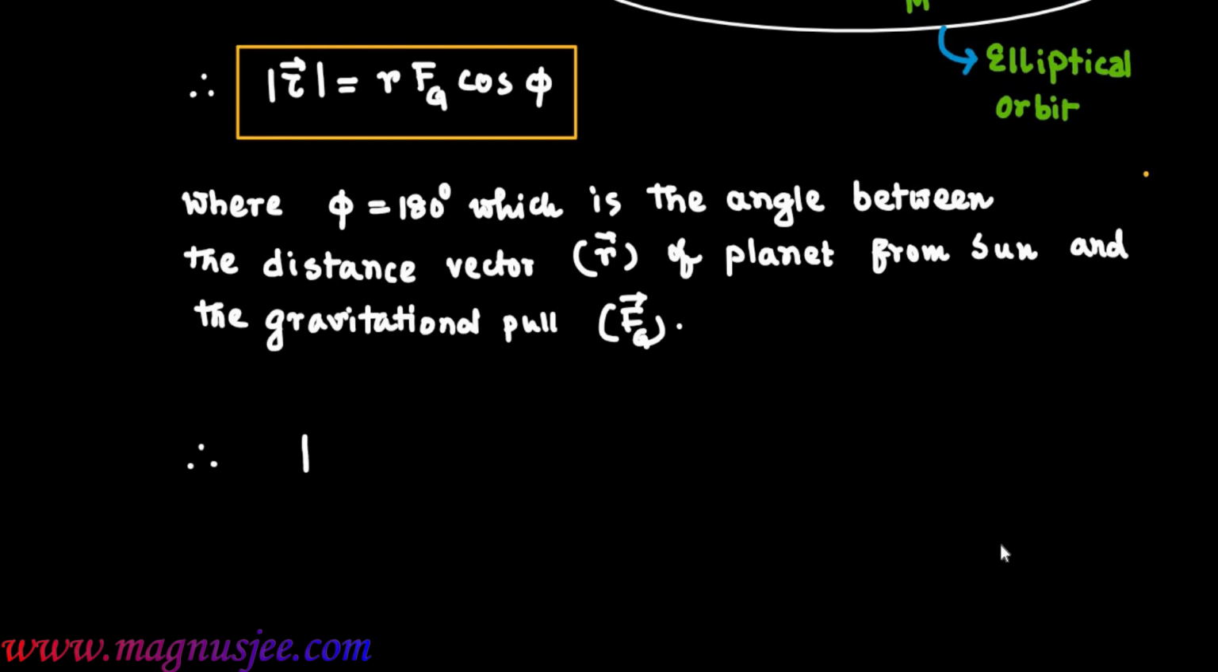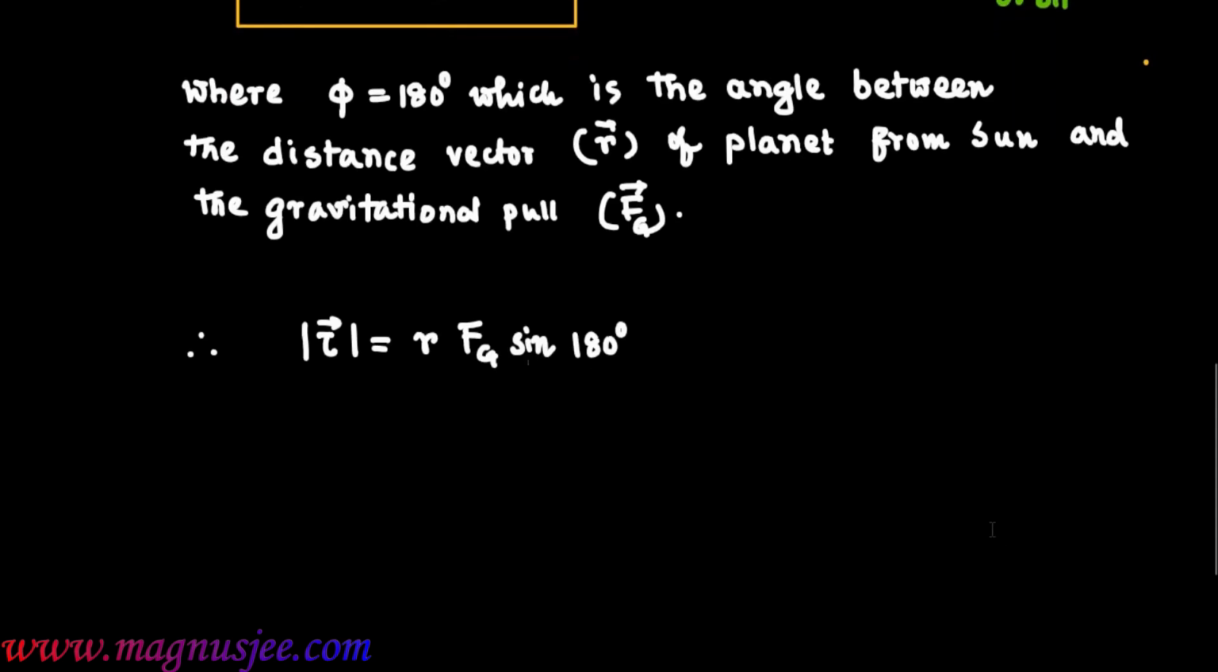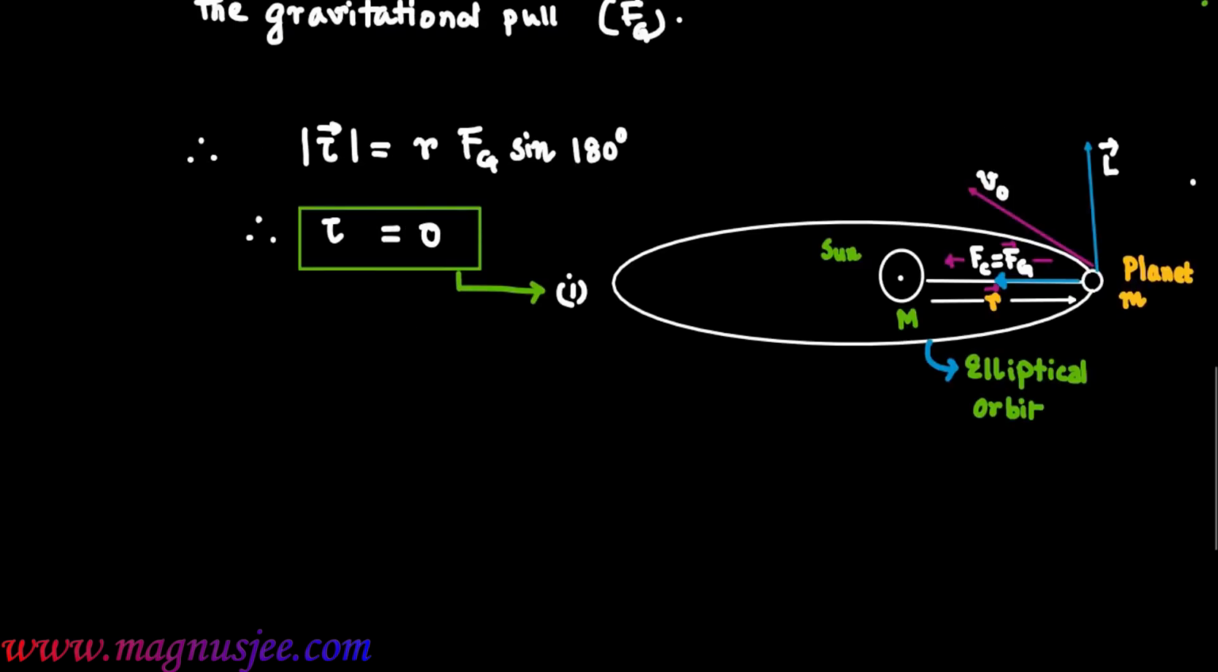Therefore, tau equal r Fg sine 180 degree. It should be sine phi, not cos phi, because we have the cross product between r and Fg. Now the correction is made. So tau equal 0 because sine 180 degree is 0. And this is equation 1.